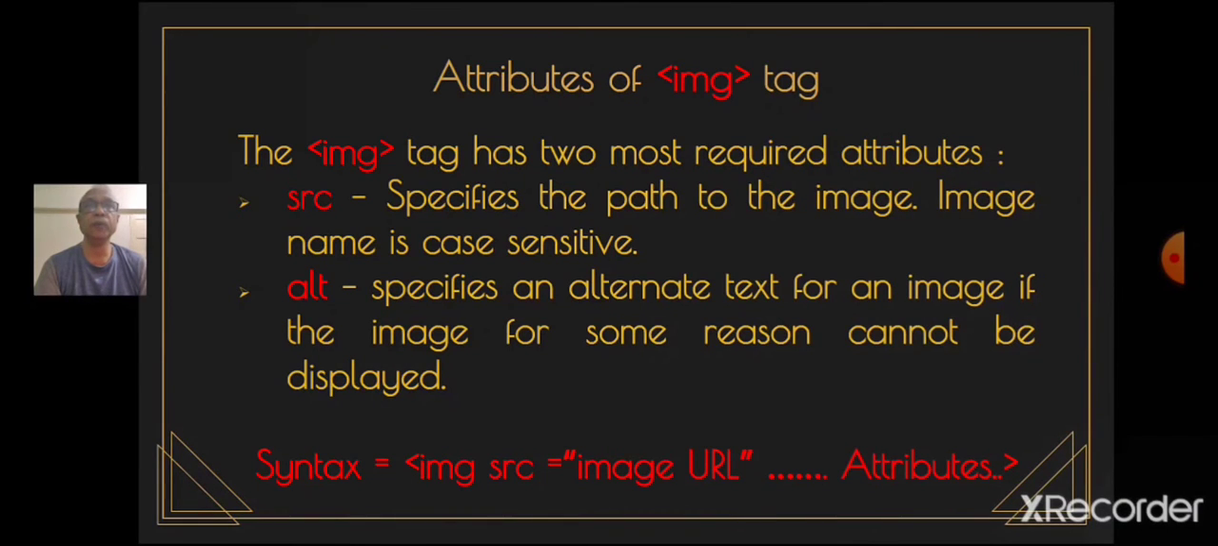The second attribute is the ALT attribute. The ALT attribute is the mandatory attribute which specifies an alternate text for an image. If the image for some reason cannot be displayed, for reasons like network error, content blocking or error in the file name, it displays only the text enclosed within the alt attribute.